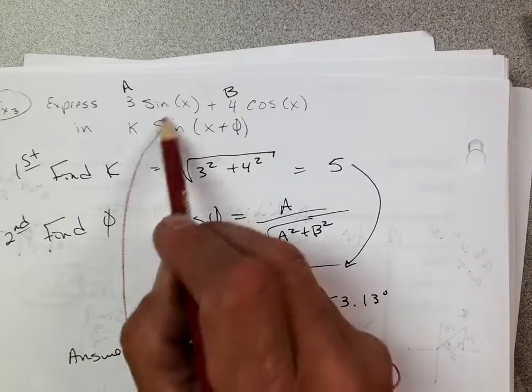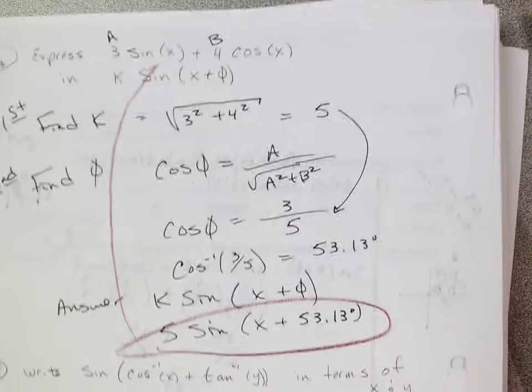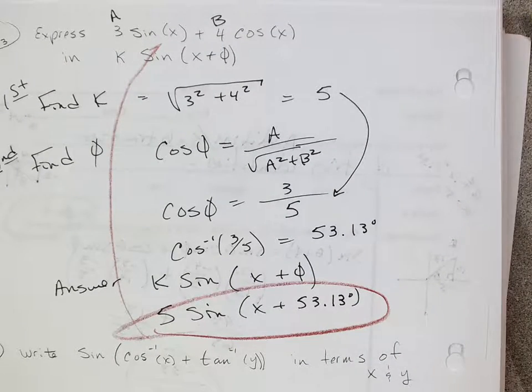Real quick, just a little comment. See this 3 sine of x plus 4 cosine of x? It can be rewritten. This is the exact same thing, just in terms of sine, which would make it easier to deal with and easier to graph. So we took something in sines and cosines and rewrote it. It's the exact same equation, the exact same graph, but simpler. It's just one term.